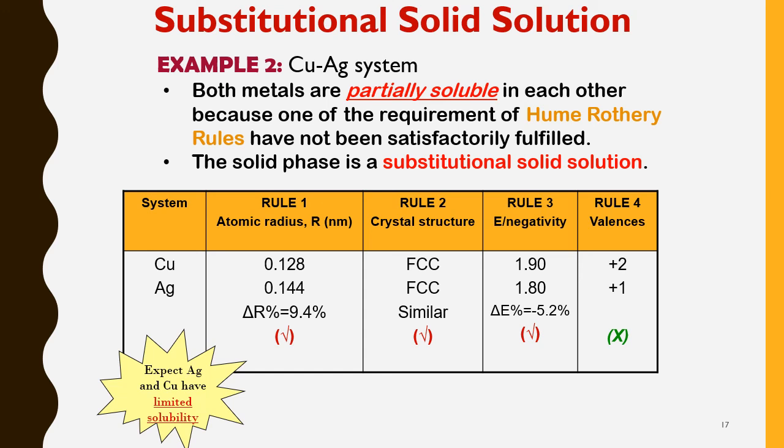The second one is both have FCC crystal structure. Check. And the third one is the electronegativity, less than 10%, check. But look at the valence electron. One has 2 plus and another one has 1 plus. So this rule does not comply. That is why this type of material has only a limited solid solution. Imagine when you put sugar inside water: when it reaches a certain limit, the sugar will not dissolve in the water. So this is the example.